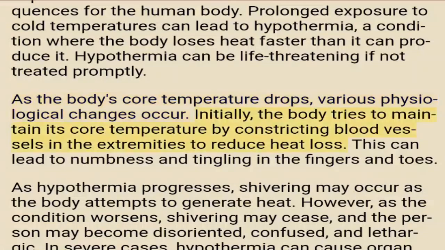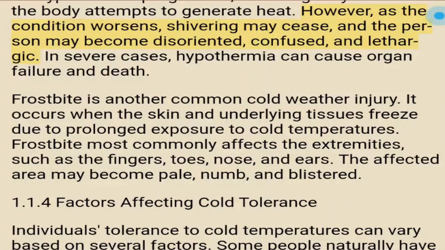Initially, the body tries to maintain its core temperature by constricting blood vessels in the extremities to reduce heat loss. This can lead to numbness and tingling in the fingers and toes. As hypothermia progresses, shivering may occur as the body attempts to generate heat. However, as the condition worsens, shivering may cease, and the person may become disoriented, confused, and lethargic. In severe cases, hypothermia can cause organ failure and death.